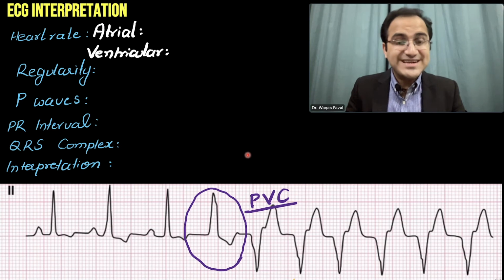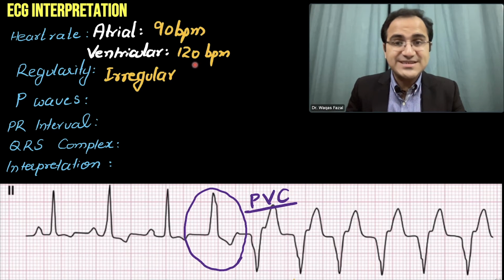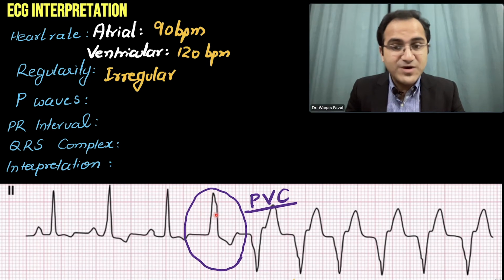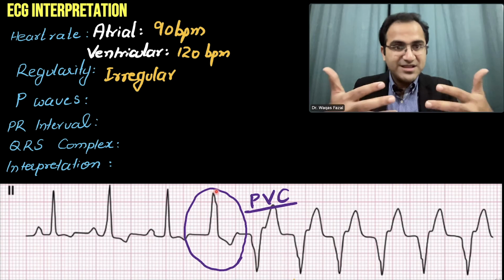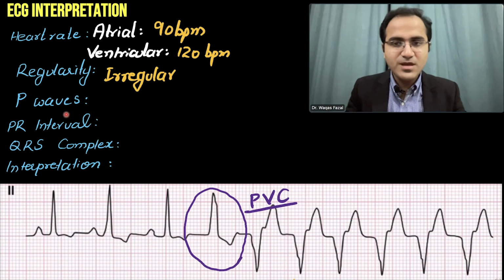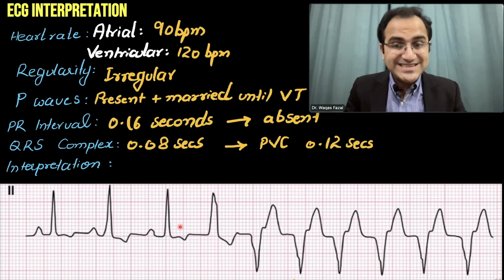Now let's calculate the rate in this. I have already calculated the rate. It's 120 beats per minute. The regularity is irregular, since look at the RR interval over here and the RR interval over here. So this PVC is actually causing irregularity. In one rhythm we have an irregular rate. P waves are present till here. After that, P waves are absent.